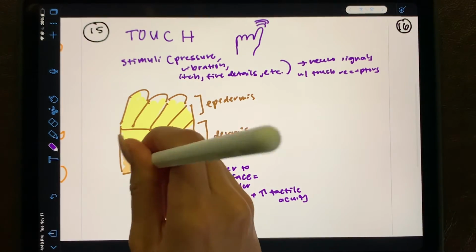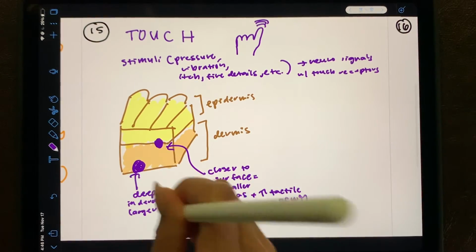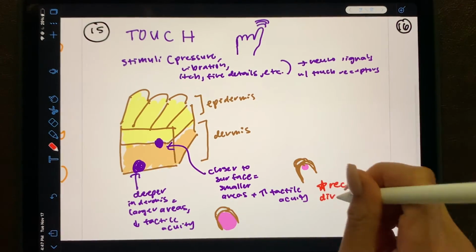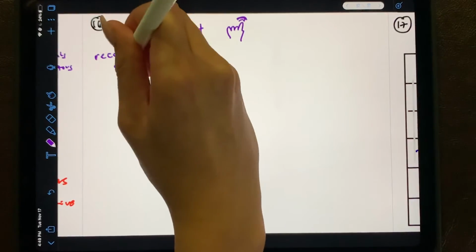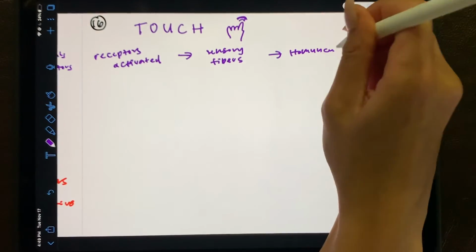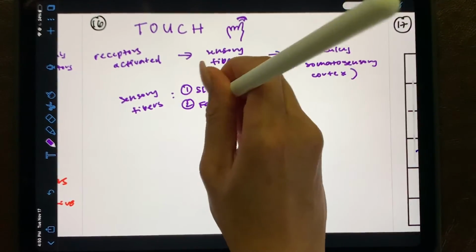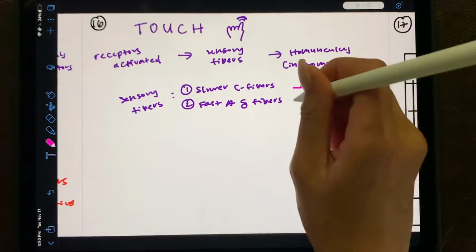If the receptor lays deeper in the dermis, it is responsible for larger areas and has less tactile acuity, meaning it would detect less sensitive stimuli. After receptors are activated, they are transferred to the homunculus in the somatosensory cortex in the brain via sensory fibers, such as the slower C fibers for duller pain and fast A delta fibers for sharp pain.